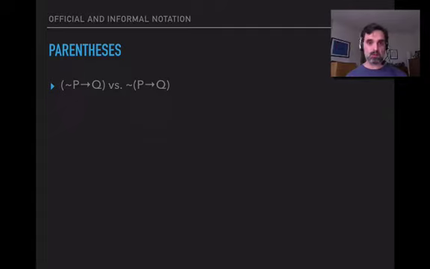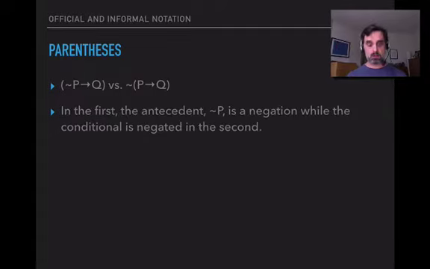The first of those is a conditional. The negation is in the antecedent, applied just to the P. The second is a negation. It's the negation of a conditional. And so these say different things. One says that not P is enough for Q. The other says that P isn't enough for Q. And those are independent of one another.